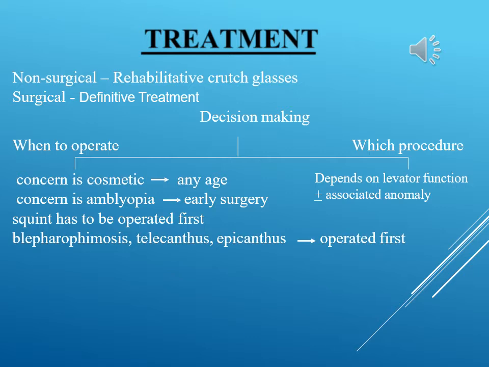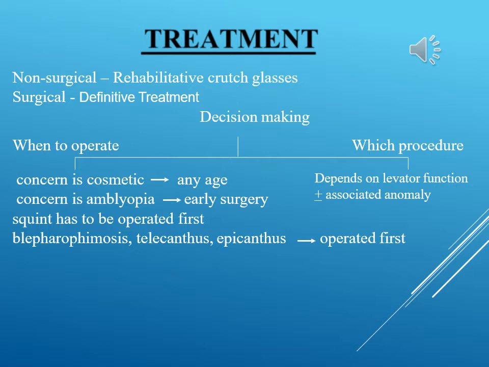Now the management of ptosis is divided into two types. We have a non-surgical management, which basically consists of rehabilitative crutch glasses. These are special eyeglasses which have crutches attached to them, which will lift the upper eyelids. The second part of management is surgical management, and this is the definitive treatment for ptosis.